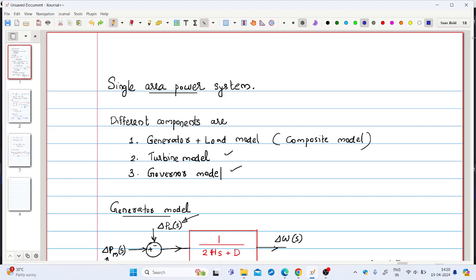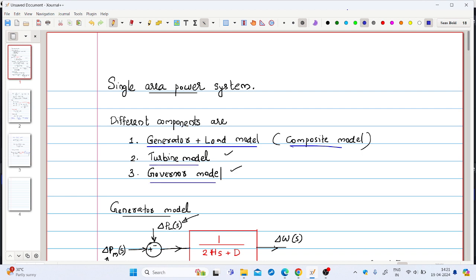Welcome to this video. In this video, we will discuss the block diagram representation of a single area power system. In a single area power system, the different components involved are the generator and the load. The generator is driven by a turbine, and the turbine is controlled by a governor. So there will basically be a generator plus load composite model, then a turbine model, then a governor model.